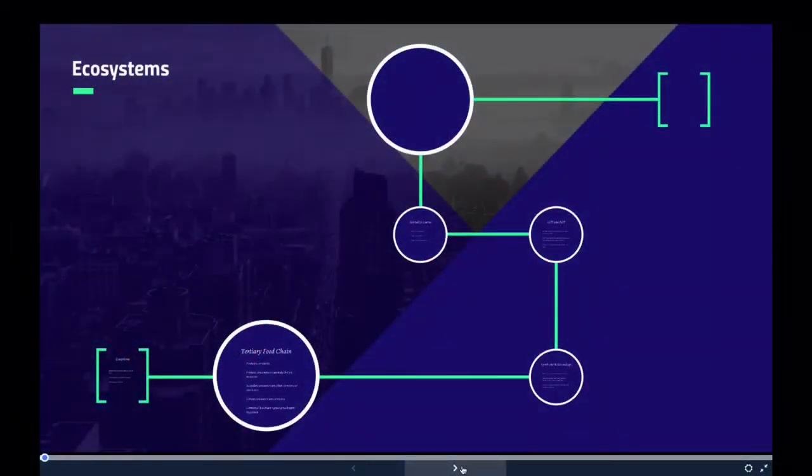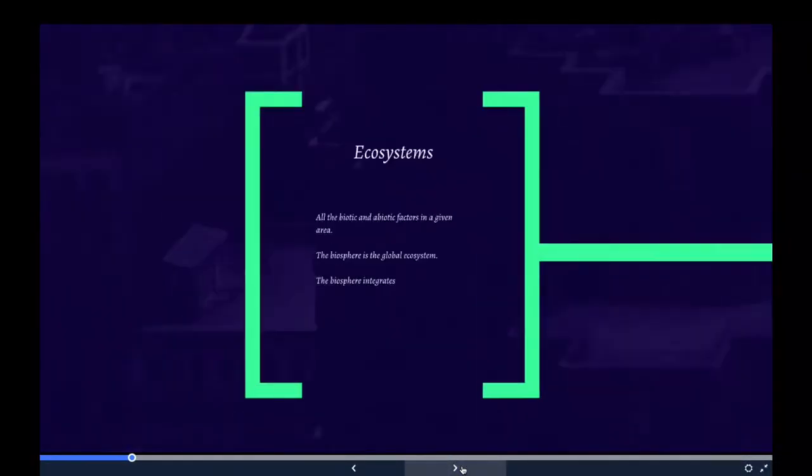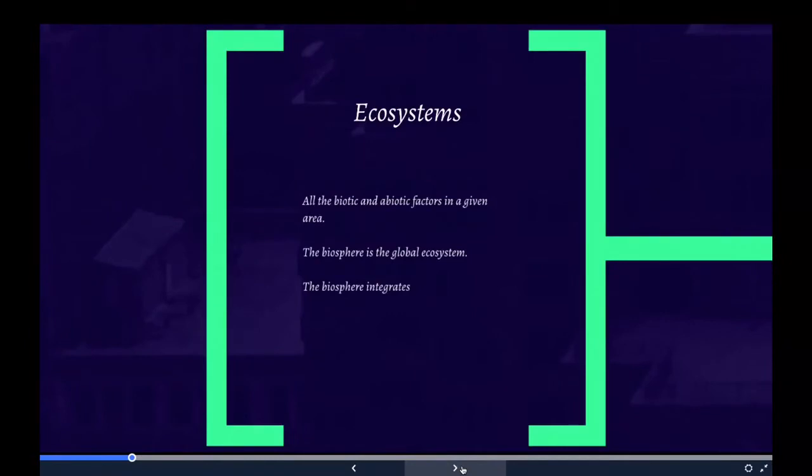This video is on ecosystems. An ecosystem is all of the biotic, which means living, and abiotic, which is light, water, and nutrients, factors in a given area. A population is one species living in one area, like all the grizzly bears in Montana. A community is all the organisms living in one area, all organisms in Montana. And the biosphere is the global ecosystem.